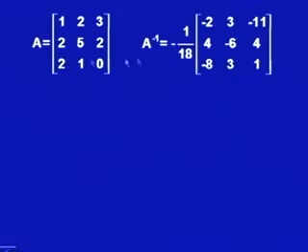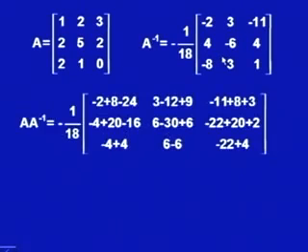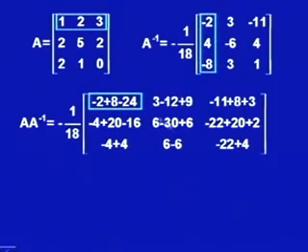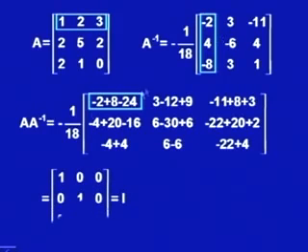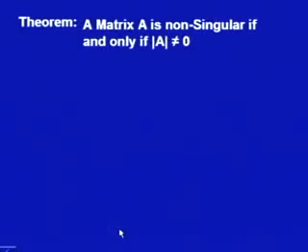So, given A and A inverse which I have computed, one can verify that this comes out to be identity. If this row is multiplied by this column, we will have minus 2, 8 and minus 24. This comes out to be minus 18. So, the result is 1. You can similarly calculate other terms, and this comes out to be an identity matrix of order 3.